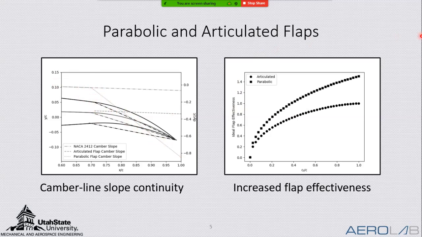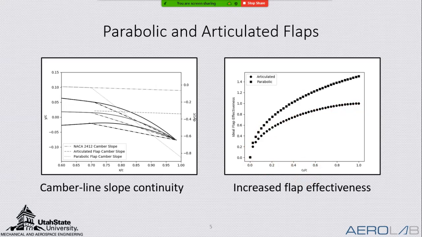A second benefit of the parabolic flap is shown here on the right. It's the ideal flap effectiveness. The ideal flap effectiveness is a measure of the effect of 1 degree rotation of the flap compared to a 1 degree rotation in angle of attack. And so, as you can imagine, with a traditional articulated flap, as you increase the flap chord fraction up to 1, meaning your flap takes up the whole wing, it approaches 1, meaning as you increase this flap size, it slowly just becomes a straight rotation in angle of attack.